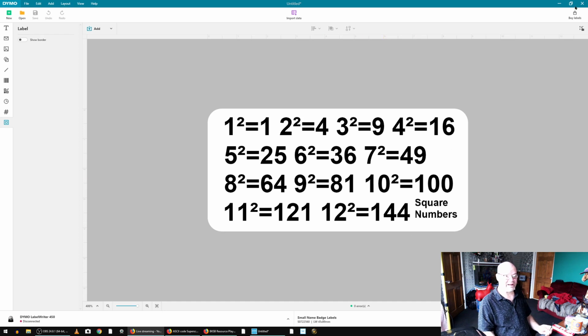Right, so we've done the square numbers. I've got a little print out of those, which I can try and memorise: 1, 4, 9, 16, 25, 36, 49, 64, 81, 100, 121, 144. So if I can remember those, I wonder if there's a rhyme to remember the first 10 square numbers.